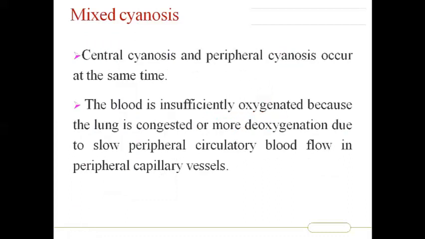Mixed cyanosis is when central cyanosis and peripheral cyanosis occur at the same time. Both of these conditions occur together. The blood is insufficiently oxygenated because the lungs are congested, and there is more deoxygenation due to slow peripheral circulation, with slow blood flow in peripheral capillary vessels. So both of them occur at the same time.